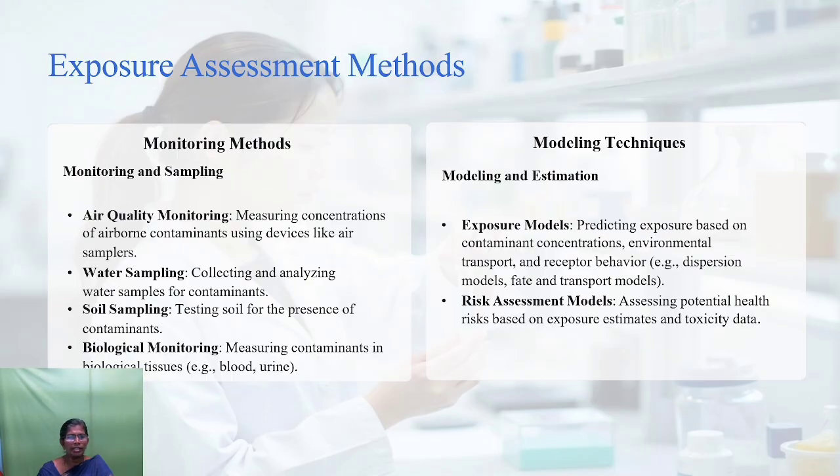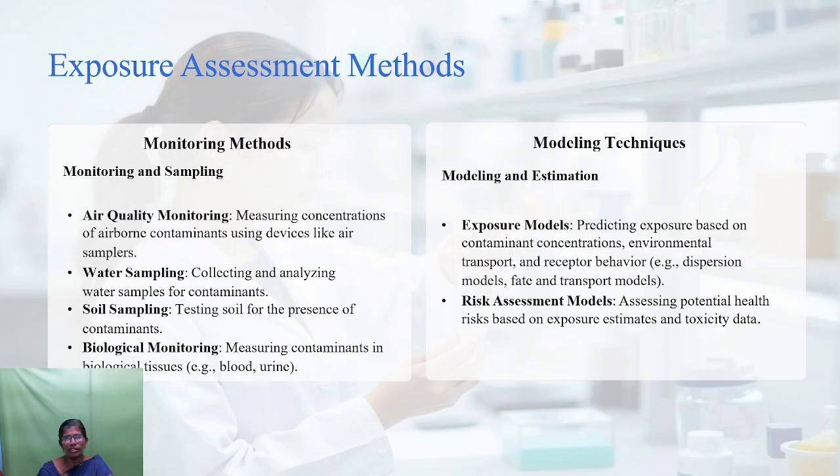So monitoring is, we have to monitor the air quality using devices like air samplers. Then we can take water samples and test them in the labs. Then soil sampling, take some soil samples and find out the presence of contaminants by doing some experiments in the lab. Then biological monitoring, measuring the contaminants present in biological tissues or body liquids like blood, urine, etc.